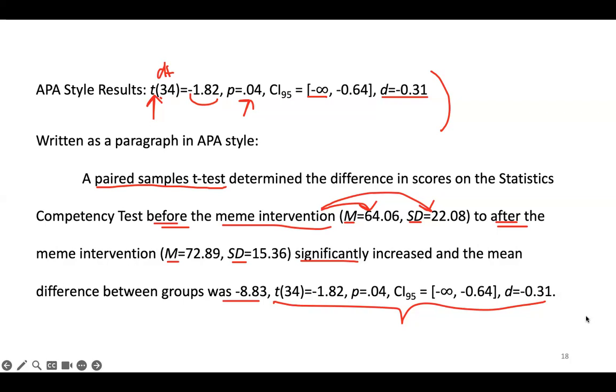This is evidence that scores increased after the meme intervention, and this might be real. However, we found a very small effect size, so who cares? So that's something that you could continue to write about. But this is kind of your basic format that you would want to make sure to include. So that's it on dependent samples t-tests, and I will see you soon.